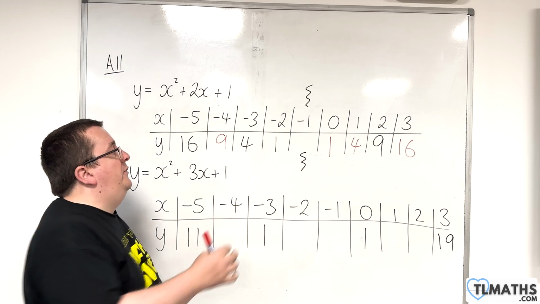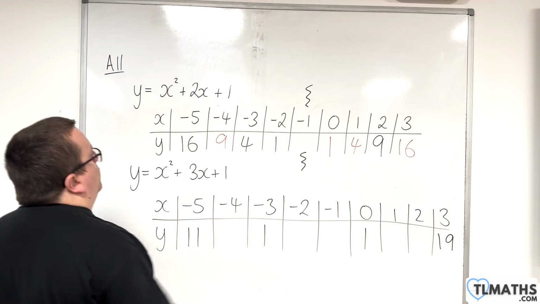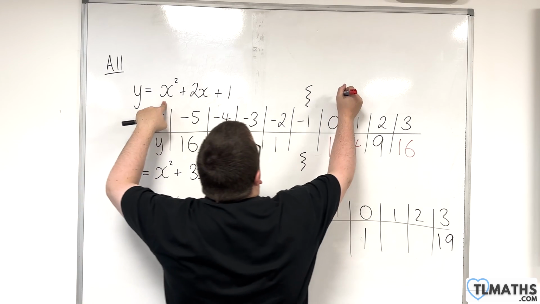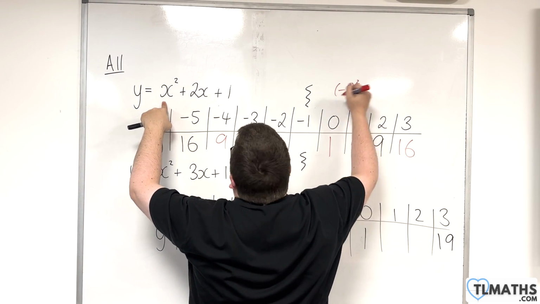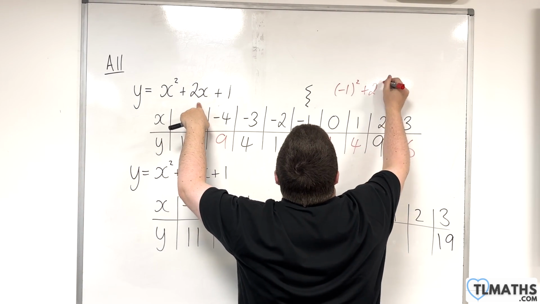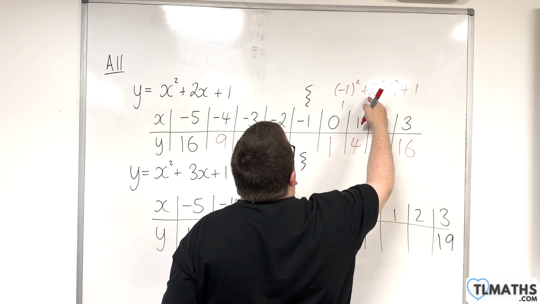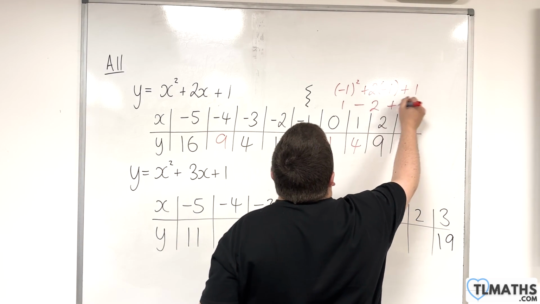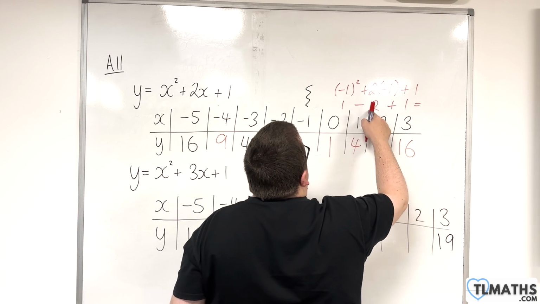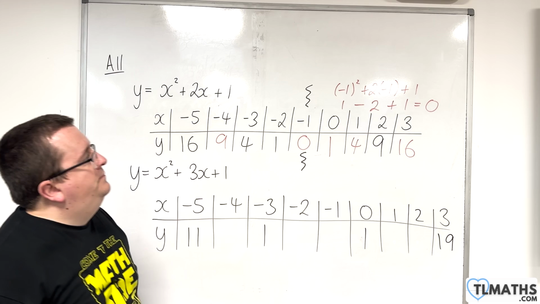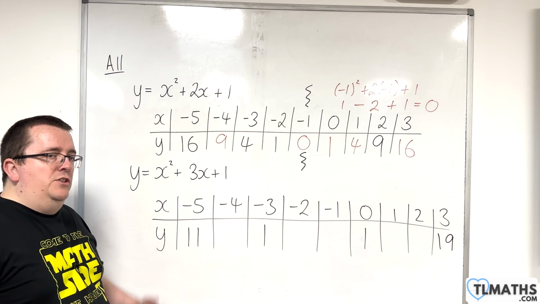The last one is the -1. So I'm going to have to work that one out. -1 squared is 1. Well, let's just write it out. -1 squared is 1, 2 lots of -1, plus the 1. 1 take away 2 is -1, plus the 1 is 0. So that value is 0. So I've filled that bit in.